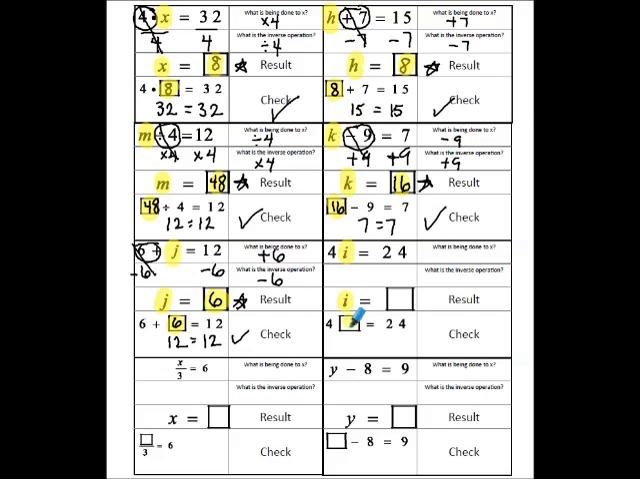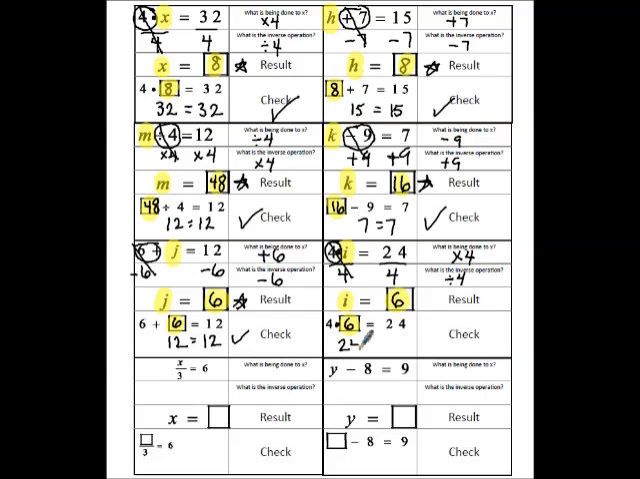Now here, 4i equals 24. And when we have a number next to our variable, that means multiplication because that coefficient means that it's being multiplied by i. So right now we're multiplying i by 4, and to undo that we need to divide both sides by 4. So 4 divided by 4 is 1, and 1 times i is i, and 24 divided by 4 is 6. So I think that i is equal to 6.